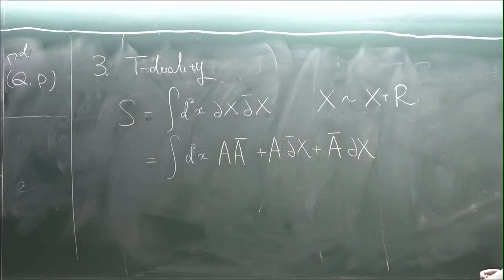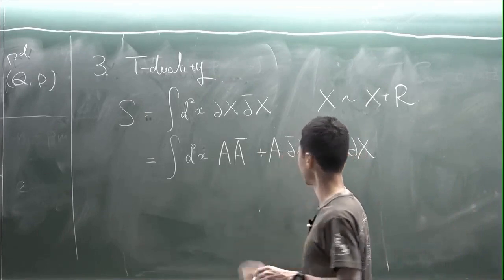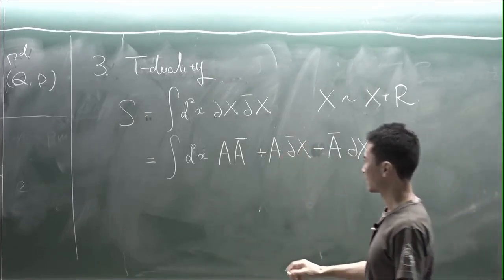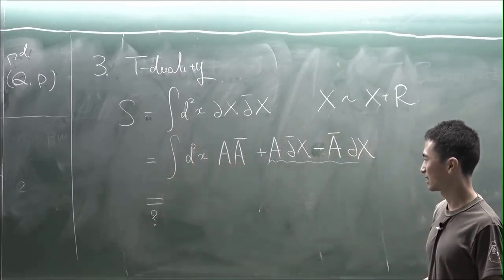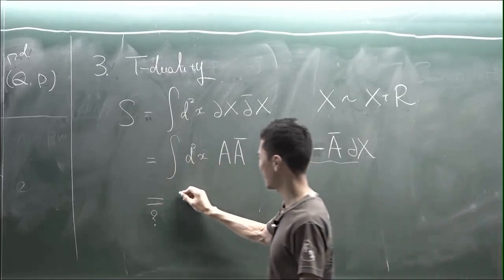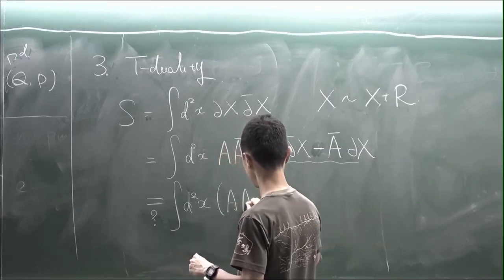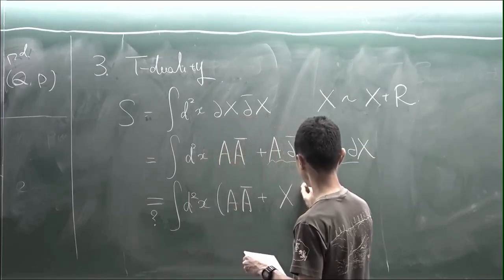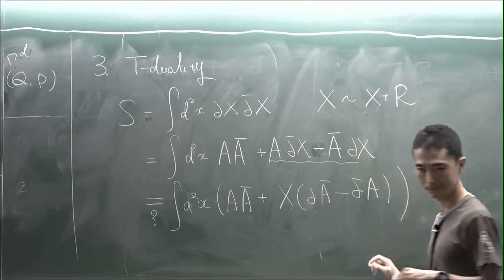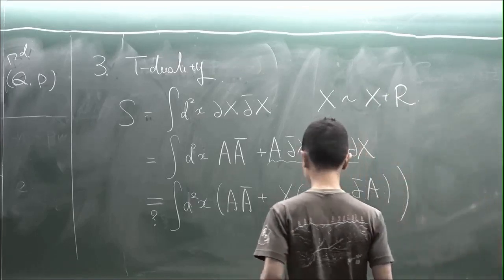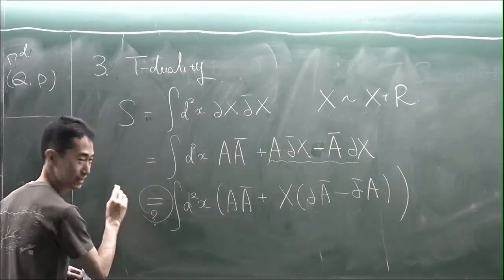This is just a trivial rewriting. And sorry, I need a minus sign here. If you perform the integration by parts on this term, then you might say that this is also the same as this action, which is X times ∂ā minus ∂̄a. But the reason I put the question mark is that this is not really correct, especially again on higher genus Riemann surfaces.